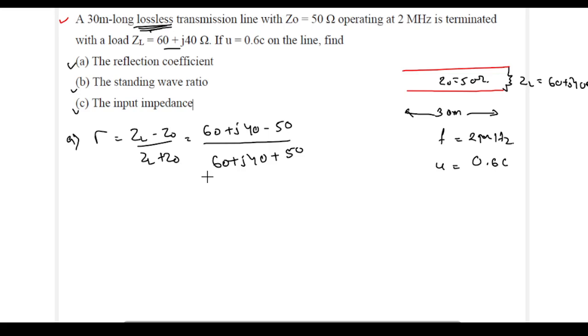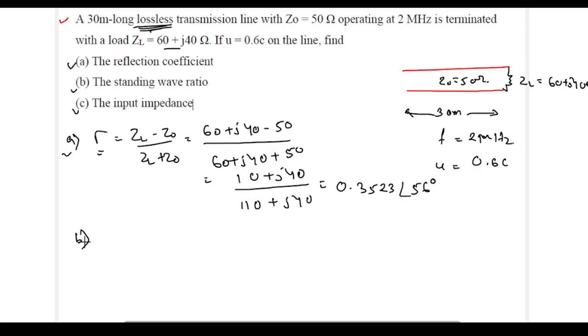With this calculation it will be 10 plus j40 divided by 110 plus j40. If I calculate this, it will come as a complex number x plus jy. The reflection coefficient is always represented by its magnitude and angle, so you have to represent the magnitude and the angle as well. It is 0.3523 with an angle of 56 degrees. So, this is the answer to part 1.